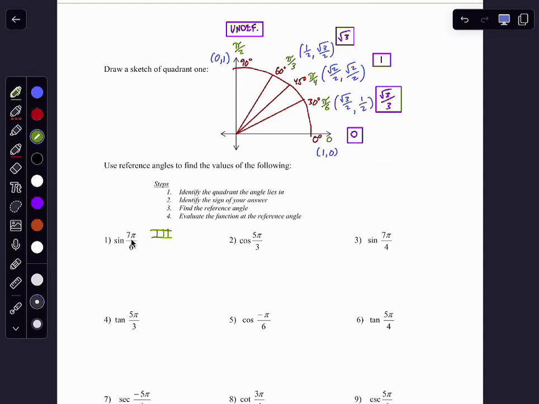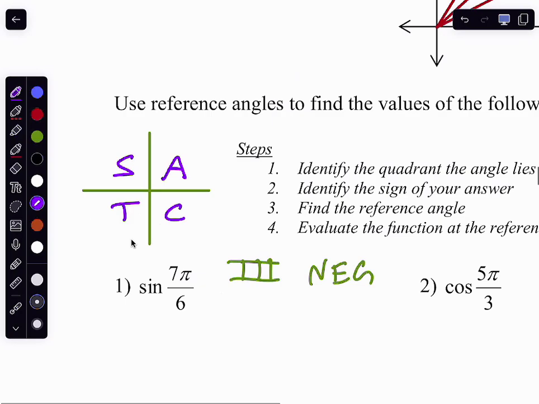Signs are y values. In quadrant 3, y values are negative, so it's negative. A lot of people memorize this "All Students Take Calculus" memorization tool. Have you seen this before? All Students Take Calculus? Okay, well, if you haven't, let me explain what this means.